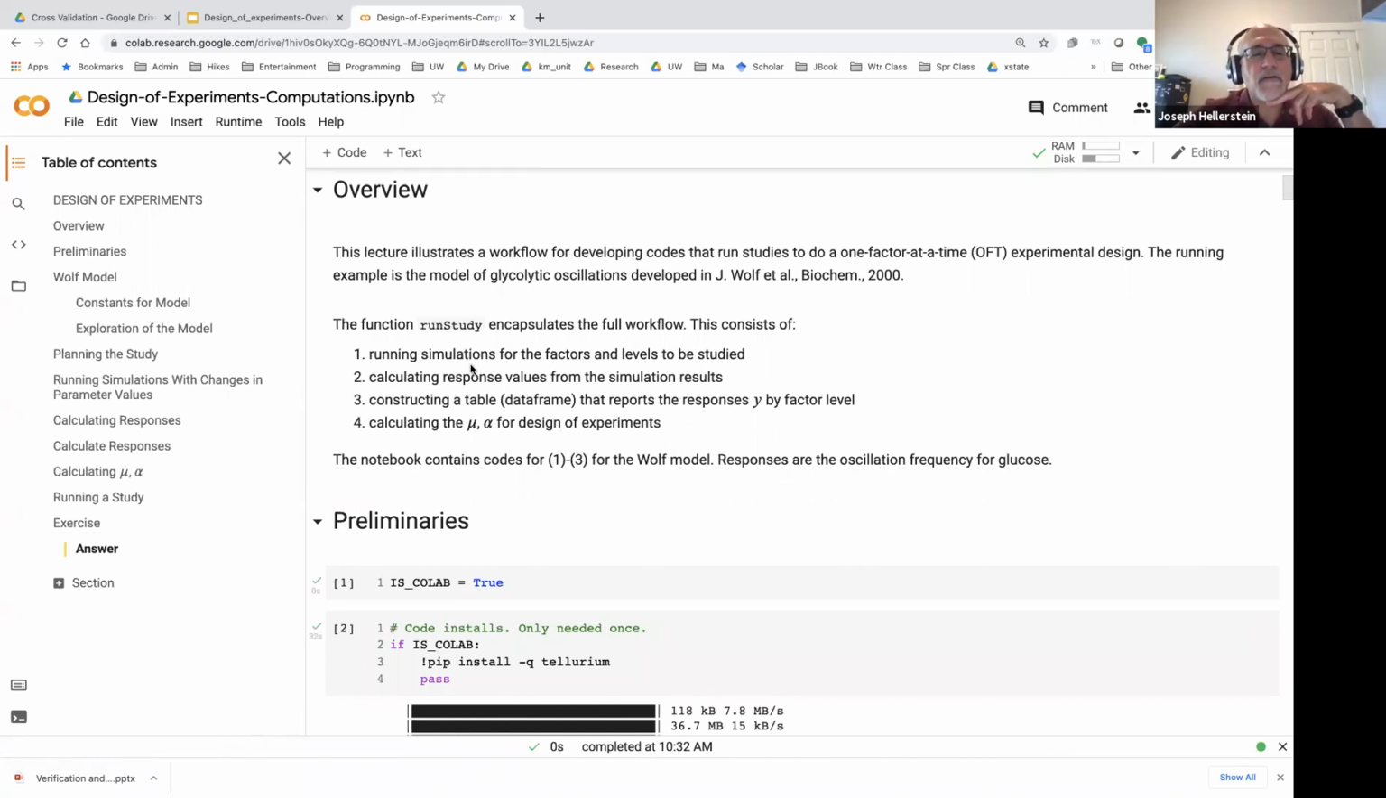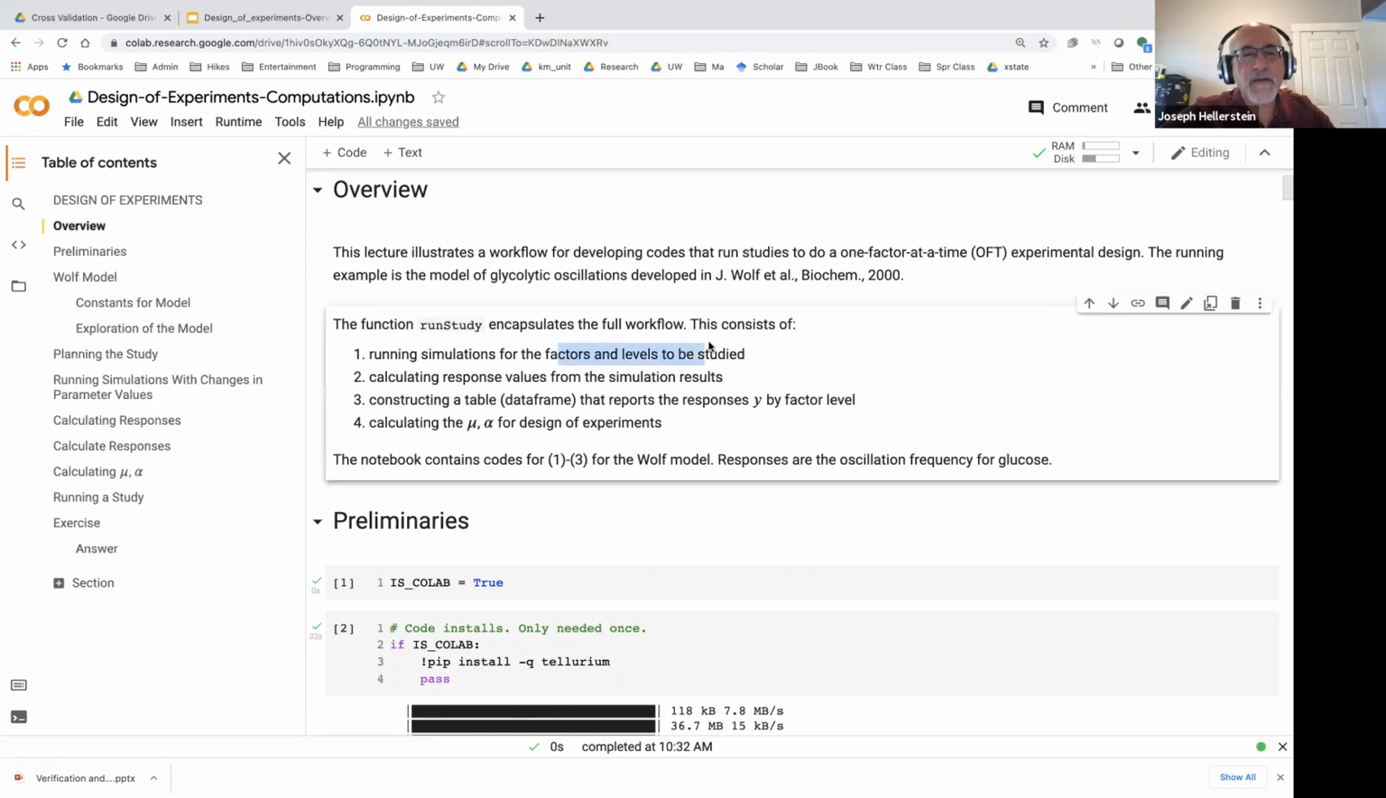Obviously you have to be able to run a simulation with factors at designated levels. So you'd want some code that says run simulation with this kinetic constant at this value, this kinetic constant at that value, and so on. You've seen me do this a few times where I pass a dictionary to the simulation code, and from that dictionary it picks out the individual constants in the model that are set to specific values. So that's the first step, having that kind of function available to you. Then you want to be able to calculate the responses from the simulation results.